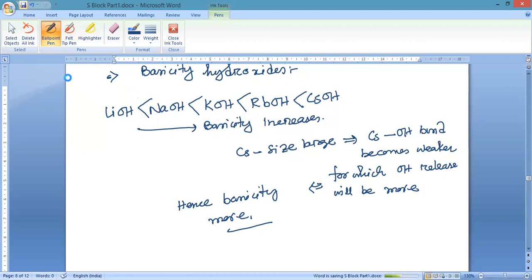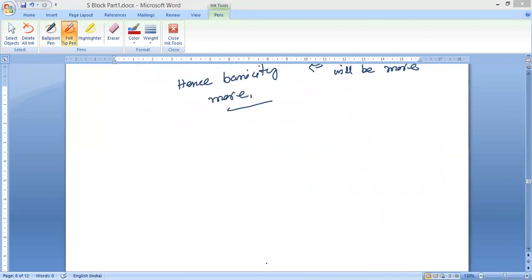Okay, now coming to the next topic, which is stability, thermal stability.